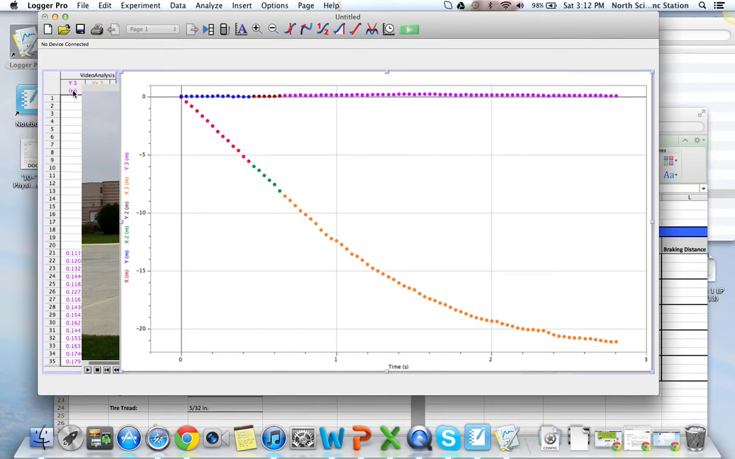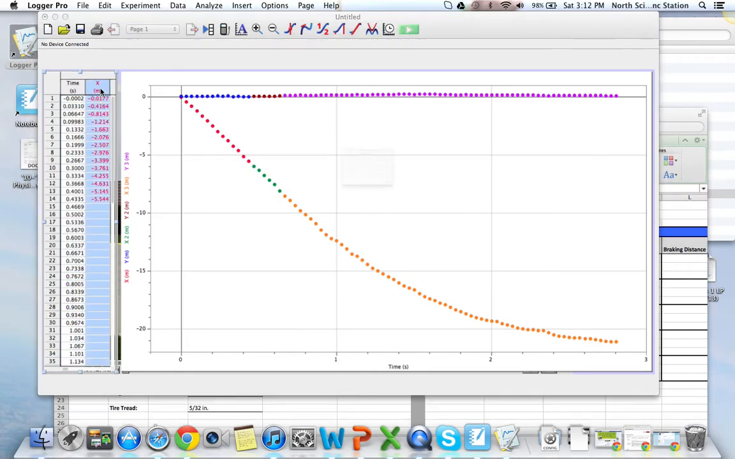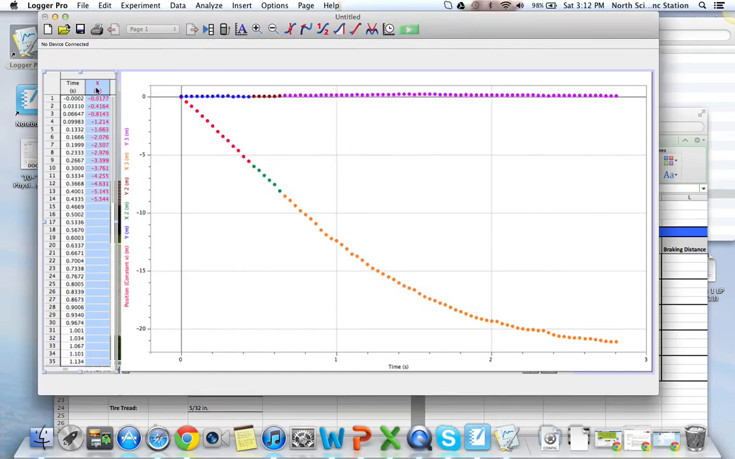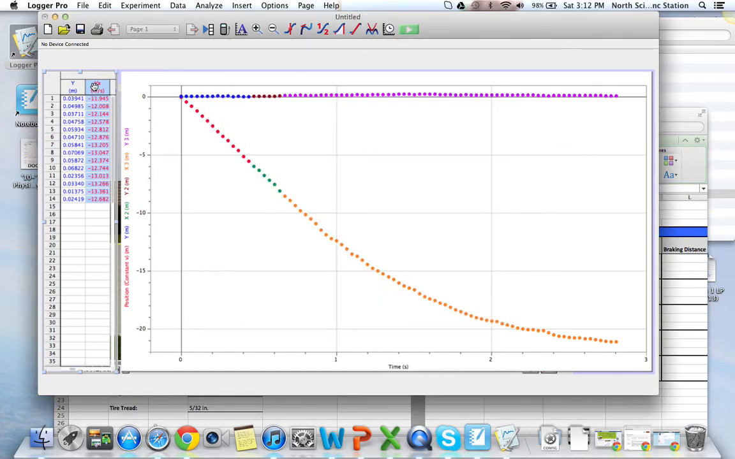Now, what I also did then is I went over and named my axes, or named my columns here. The first one would be the first portion of that graph, and I called that position constant velocity. And then the next one, this was the Vx one. I called that velocity, and this was the constant velocity information.